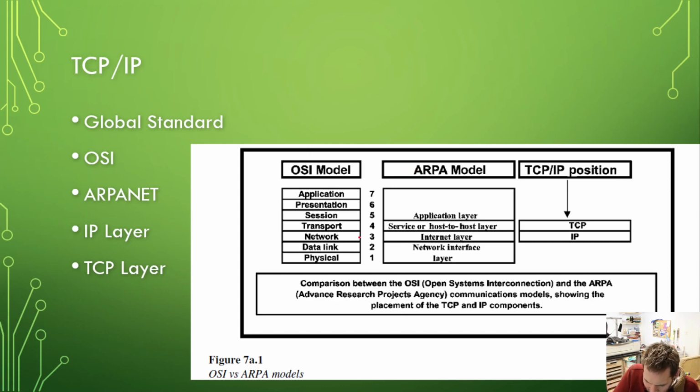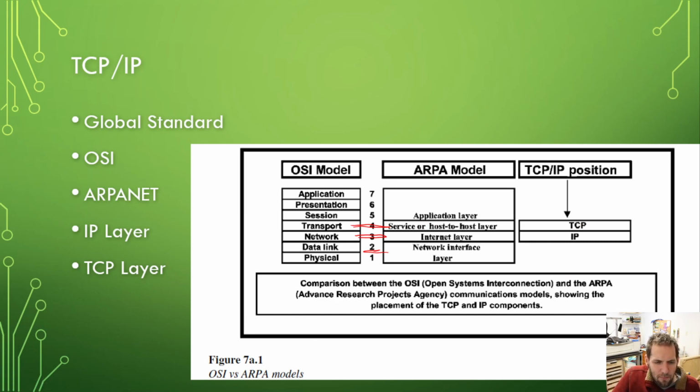So the internet layer is equal to the network layer at layer 3. The transport layer is equal to 4. The ARPA model has only layers 1 and 2 combined, and the application layer for ARPA has 5, 6, and 7 combined. But here you can see where the TCP and the IP are. TCP is at level 4. IP is at level 3. I need to read my notes.